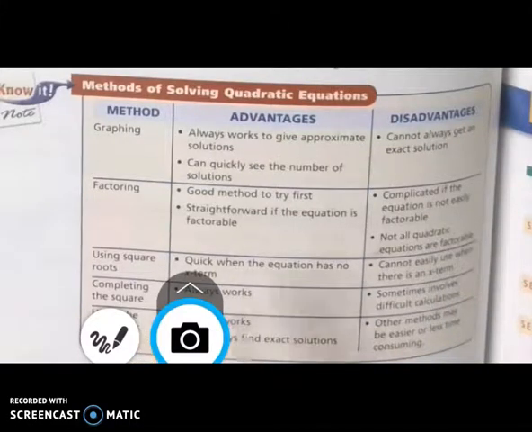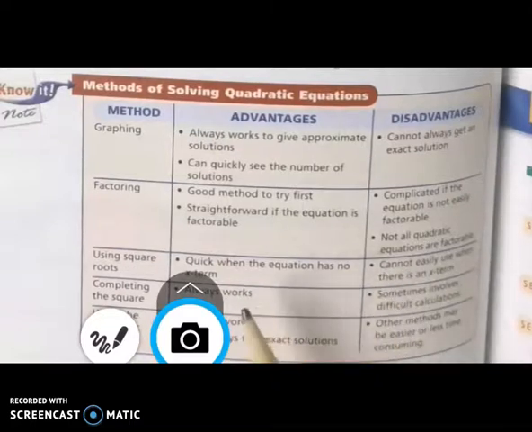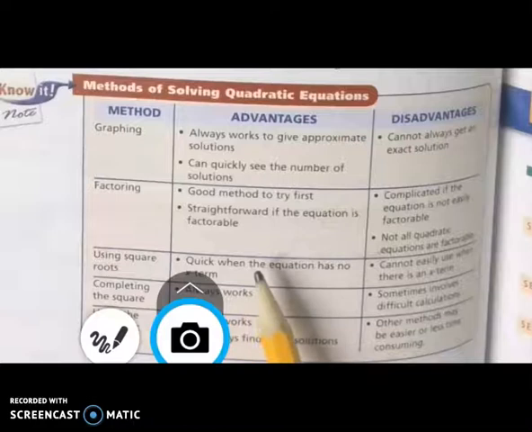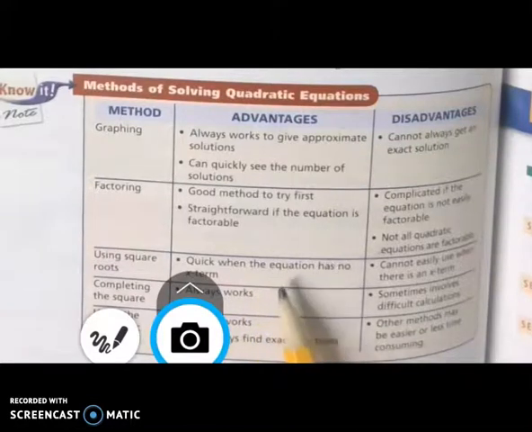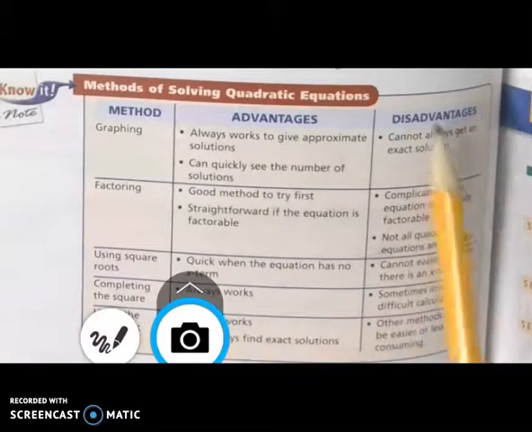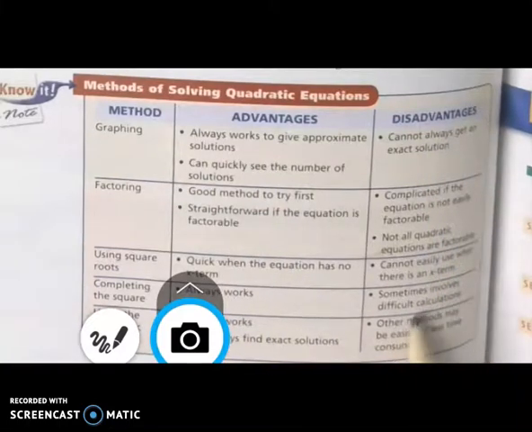Completing the square. So what they mean by that, you guys, is if we do have a bx term, you can't use the square root method to solve. So this would have to be like, say, 5x squared plus 10, and you could use the square root method for that. All right, so completing the square: the advantage is that this one always works. Disadvantage is that sometimes it involves difficult calculations.